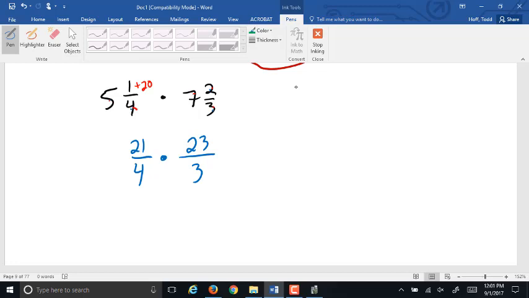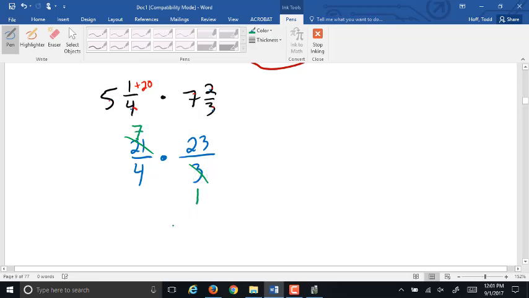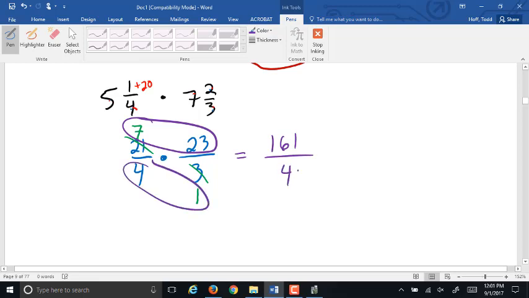So now we can cross cancel. What can we cross cancel here? 21 and 3. What's this going to become? 21 divided by 3 is 7. What's this going to become? 1. 3 divided by 3 is 1. Now what? 7 times 23 is what, 161? 4 times 1? 4.